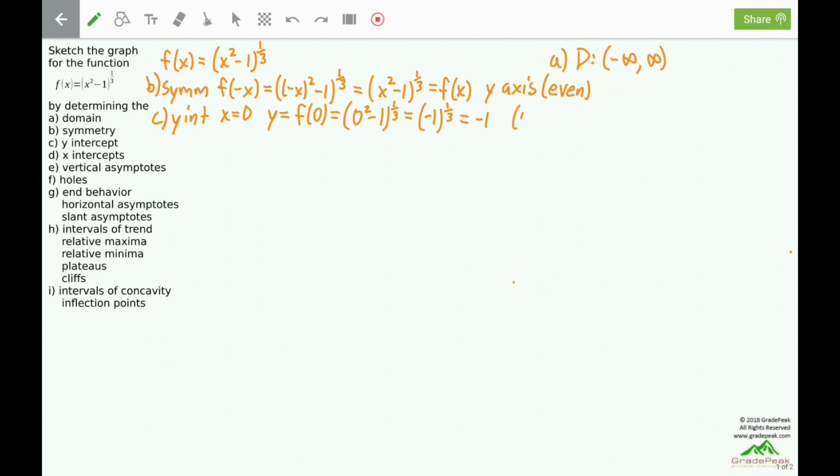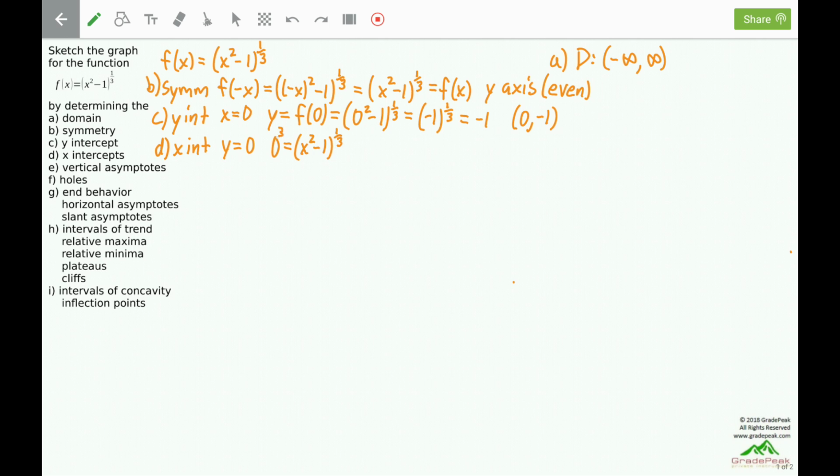We had an x-coordinate of 0. We found a corresponding y-coordinate of negative 1. For part D, we want to determine the x-intercepts. These are the points where the graph crosses the x-axis, defined by y equals 0. Y, which is f of x, can be set to be 0. And we want to solve for all x's.